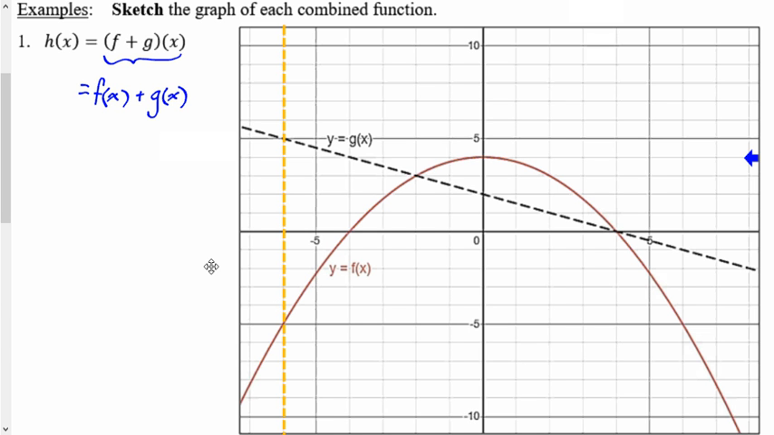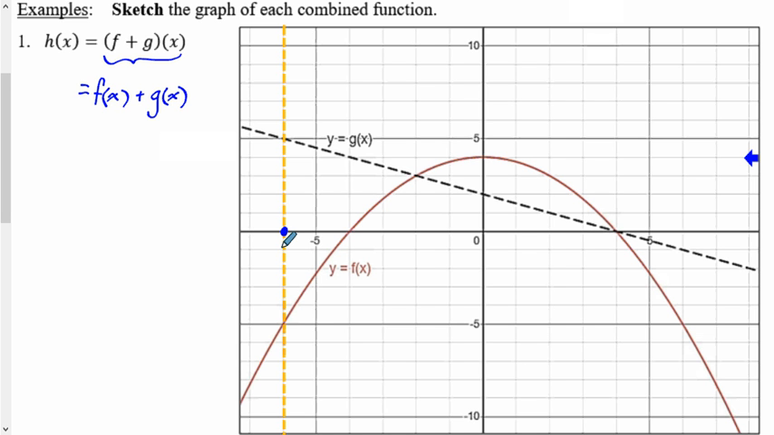So when x is -6, my f of x function has a value of -5. So remember, that's the y value of this function. And the g of x function has a y value of +5. So if I add those two together, -5 plus +5, I get 0. So the sum of the two functions will give me a point right here.